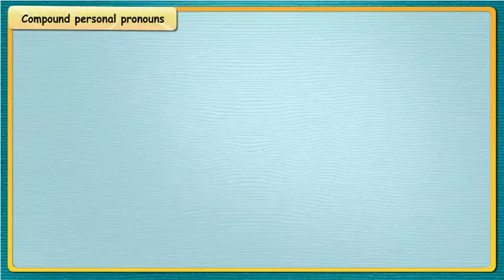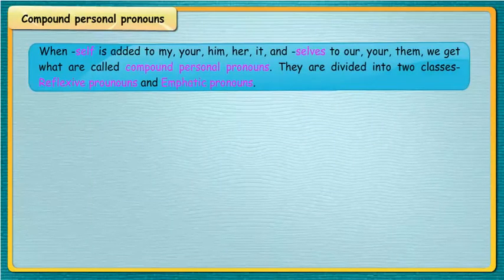Compound personal pronouns. When self is added to my, your, him, her, it, and selves to our, your, them, we get what are called compound personal pronouns. They are divided into two classes: reflexive pronouns and emphatic pronouns.